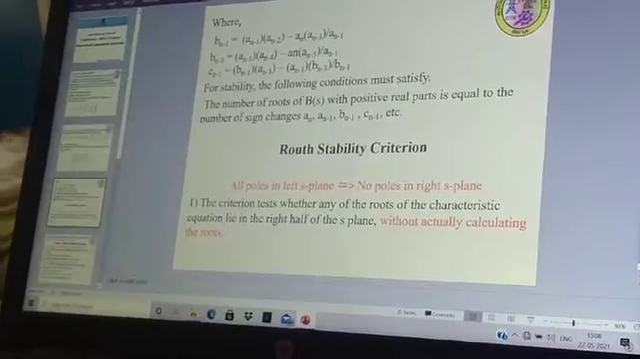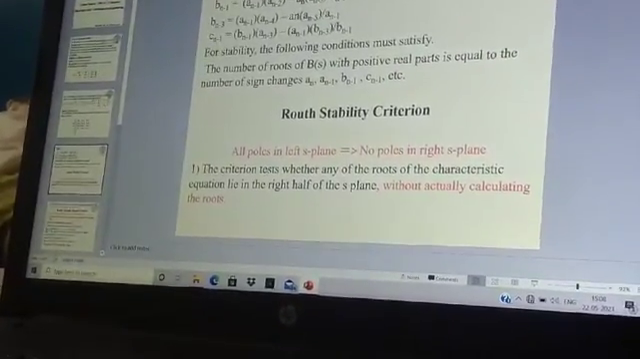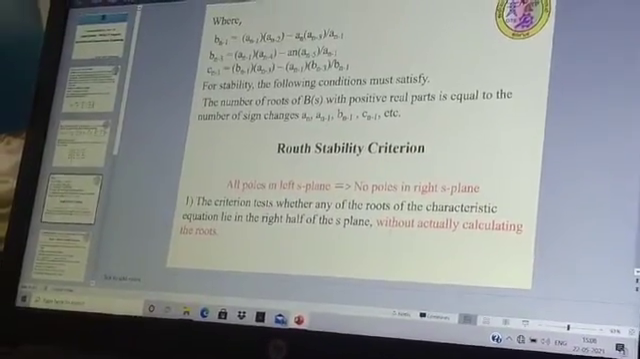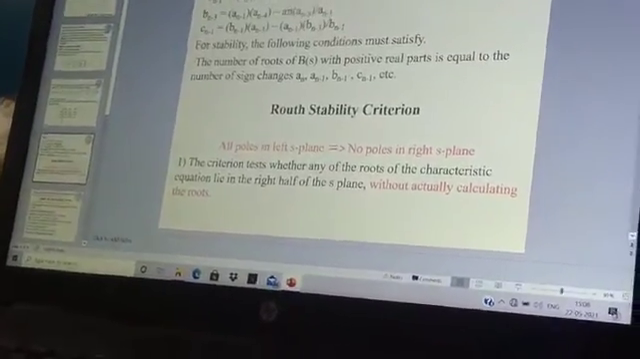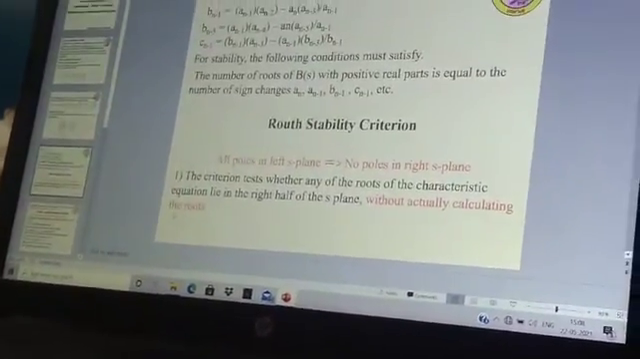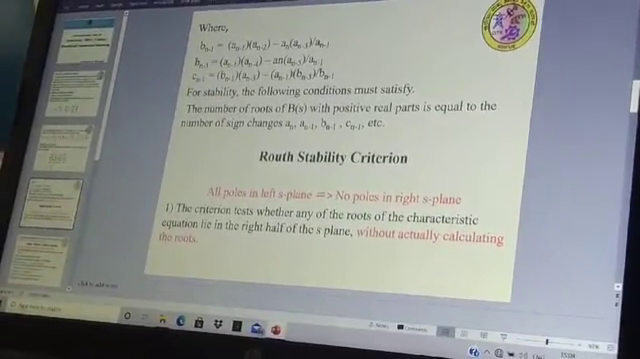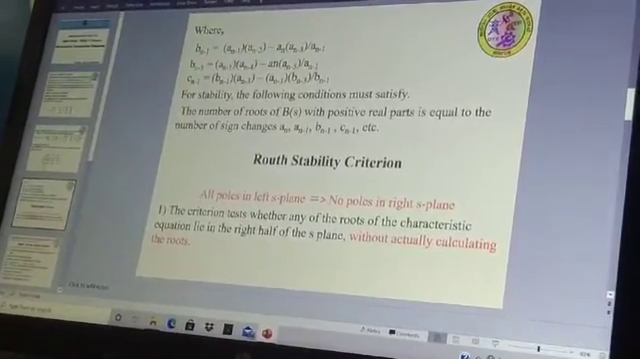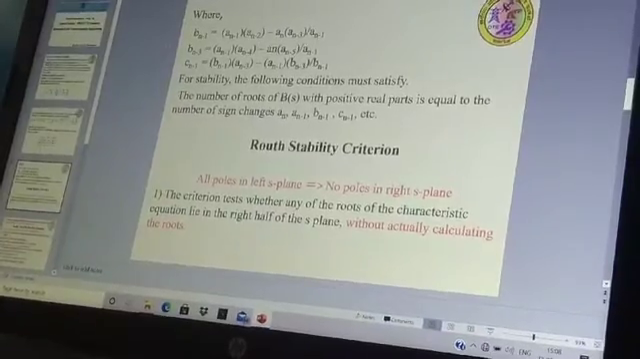The criterion tests whether any of the roots of the characteristic equation lie in the right half of the S plane without actually calculating the roots. By observing the signs of the coefficients of the given polynomial, if any negative sign is there, that indicates the given system is unstable. This is the first condition.